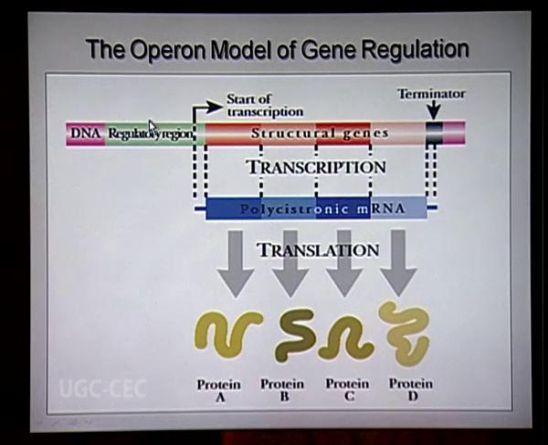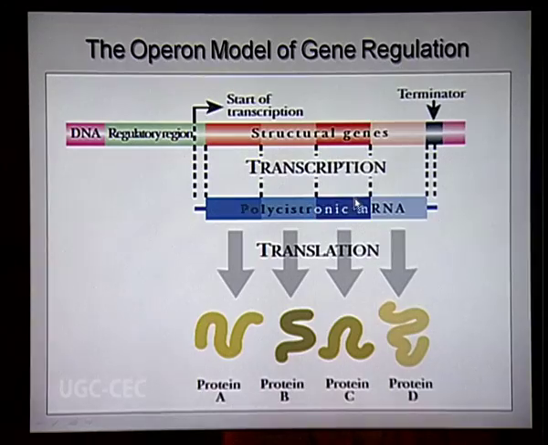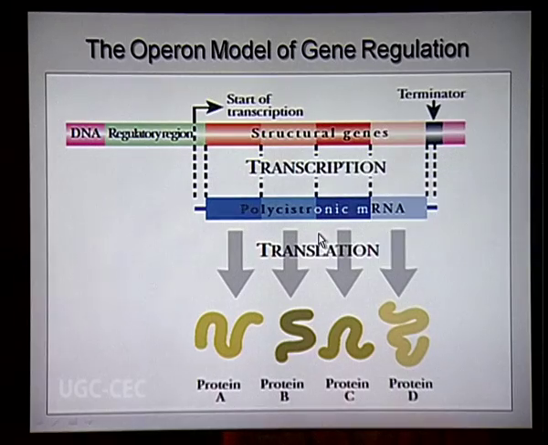The operon model states that there are multiple structural genes residing under the control of a single promoter. So here we see that from a single promoter we get a polycistronic mRNA. Ma'am, what is polycistronic mRNA? Basically, cistron means one gene. Polycistron means multiple genes. It means once this polycistronic mRNA participates in translation, it will code for more than one protein.